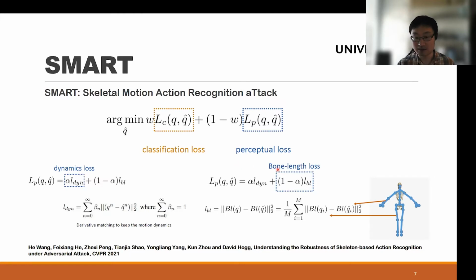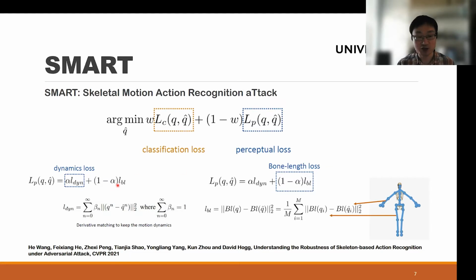So the bone length loss is essentially saying you can perturb in whatever way you want, but you want to keep the bone length a constant, right? Because the bone length normally doesn't change. And we found in a perception study, actually, the bone length change would have easily caused suspicion. So that's one term.